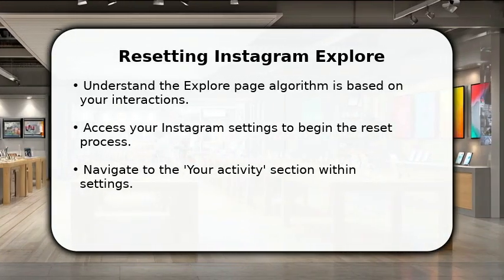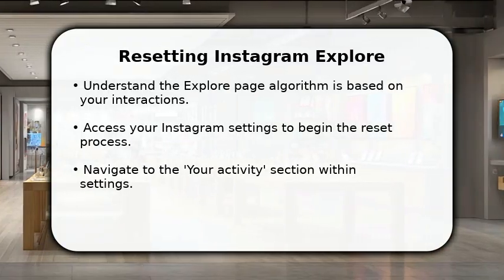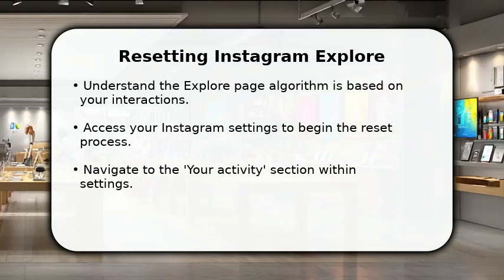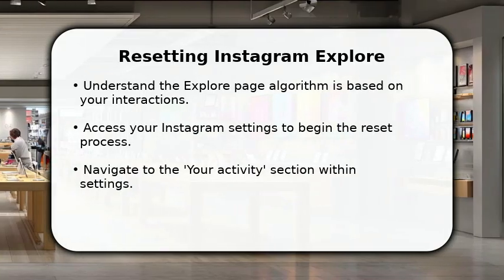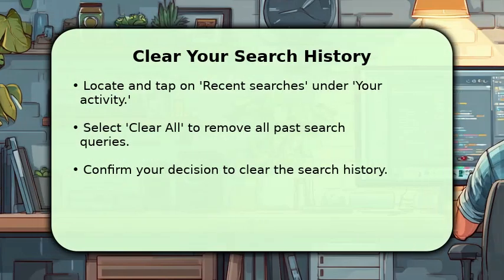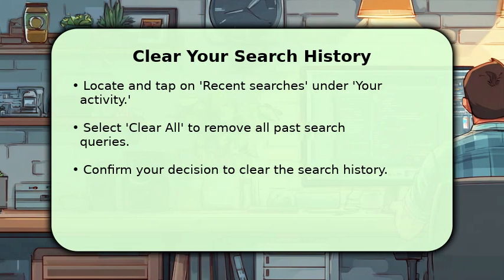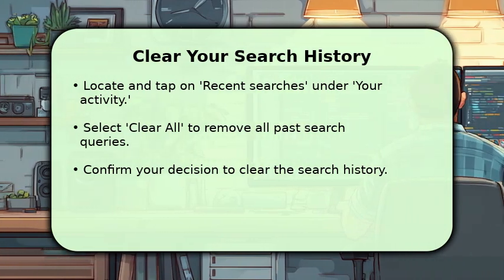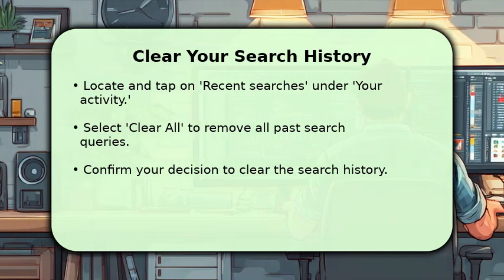This section holds the key to influencing what Instagram shows you, allowing us to begin the process of refreshing your personalized content feed. Once you are in the Your Activity section, locate and tap on Recent Searches. Here, you will see a list of all your past search queries.